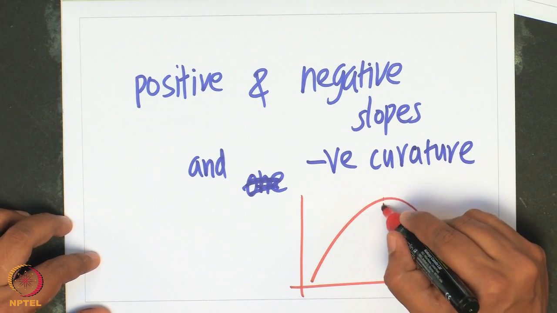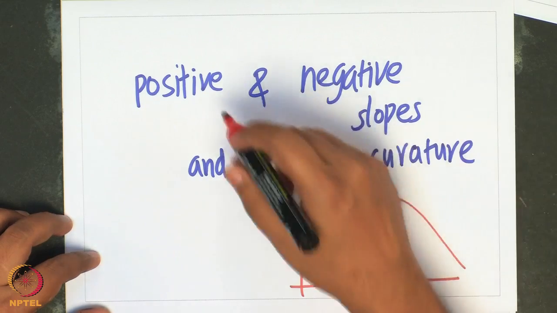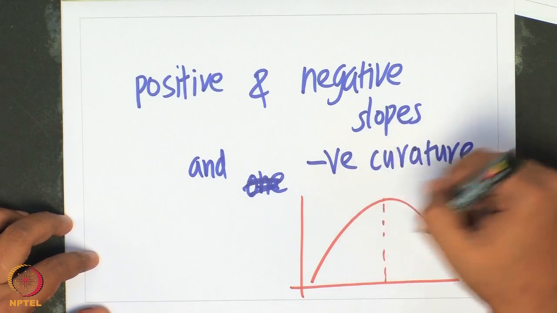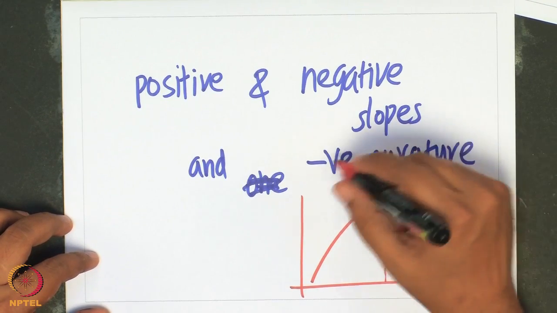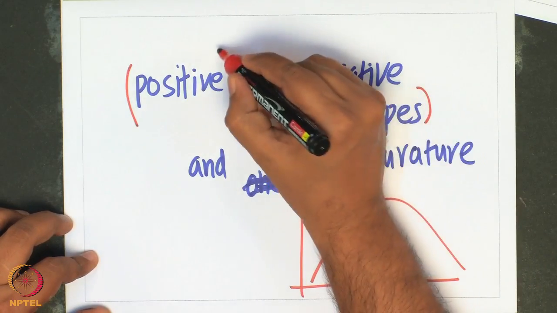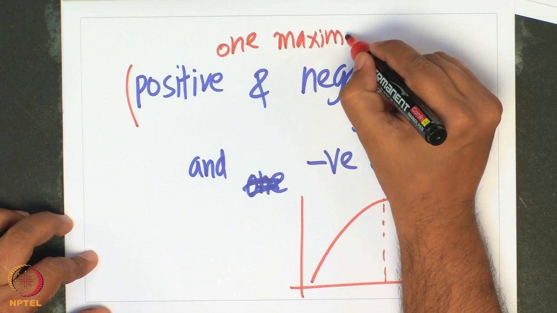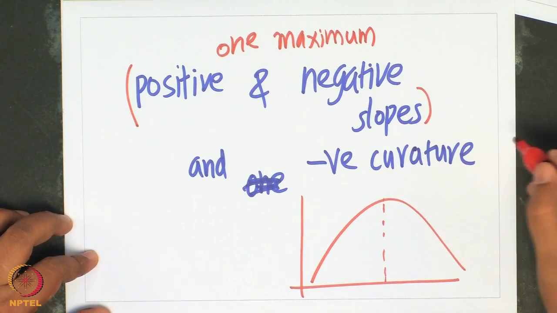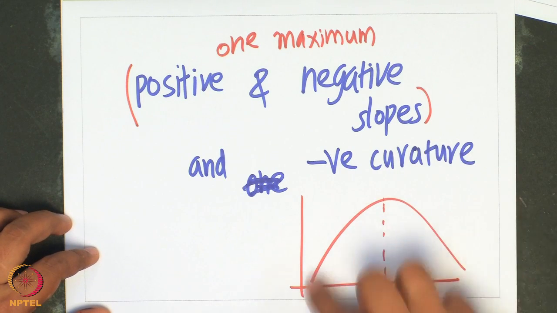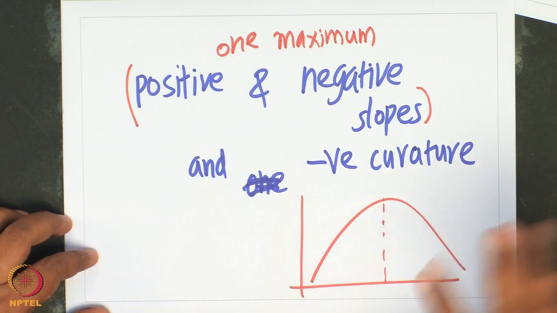You could also say that it has one maximum or a minimum. If this is a maximum, if I say it has positive and negative slopes and one maximum, it would surely have a positive and negative slope, and it has a negative curvature. Instead of this, I could say one maxima and then a negative curvature. If I tell you this much, you should be able to guess that the function would look roughly like this, because this is the only possibility.